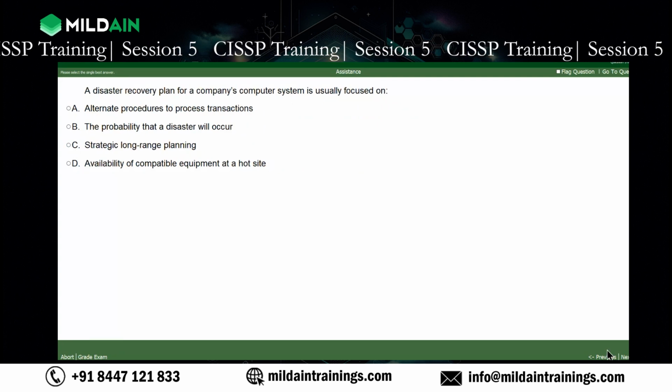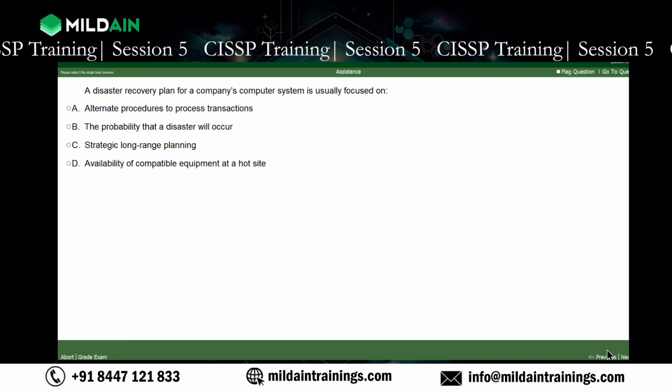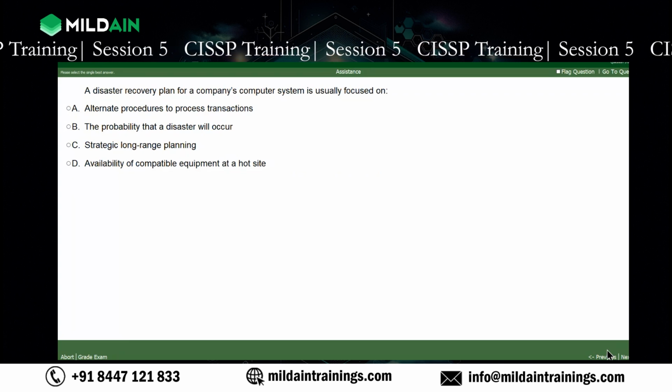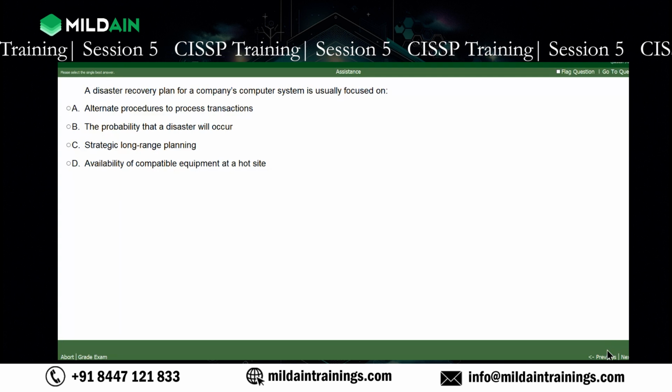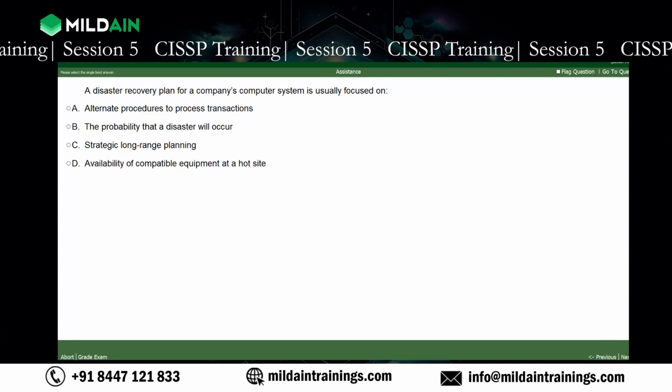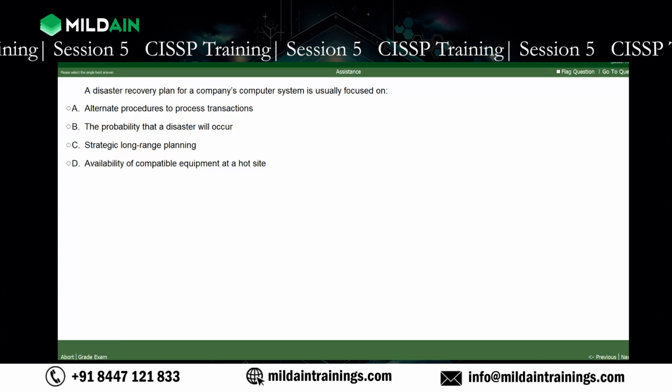A disaster recovery plan for a company computer system is usually focused on. This is a direct open-ended question. Are you able to see the screen? Yes. Okay, unknown user, which is the correct answer?